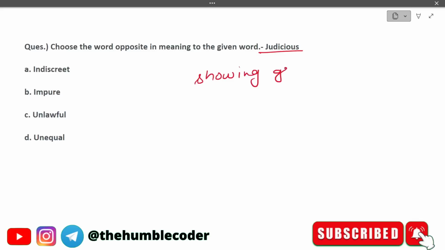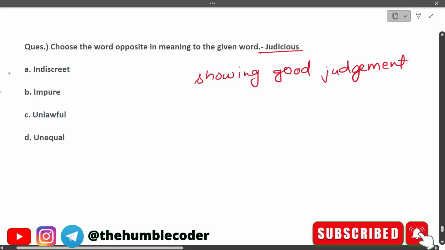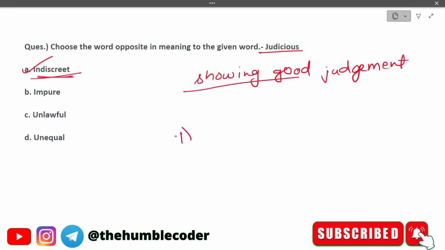So you should know the meaning of the word, then only you can find the opposite meaning, right? So judicious means to show good judgment. So what is the opposite of judicious? In this case the opposite of judicious is going to be indiscreet, which means lacking good judgment. Judicious means showing good judgment, indiscreet means lacking good judgment. The correct answer is option A. Moving on to the next one.